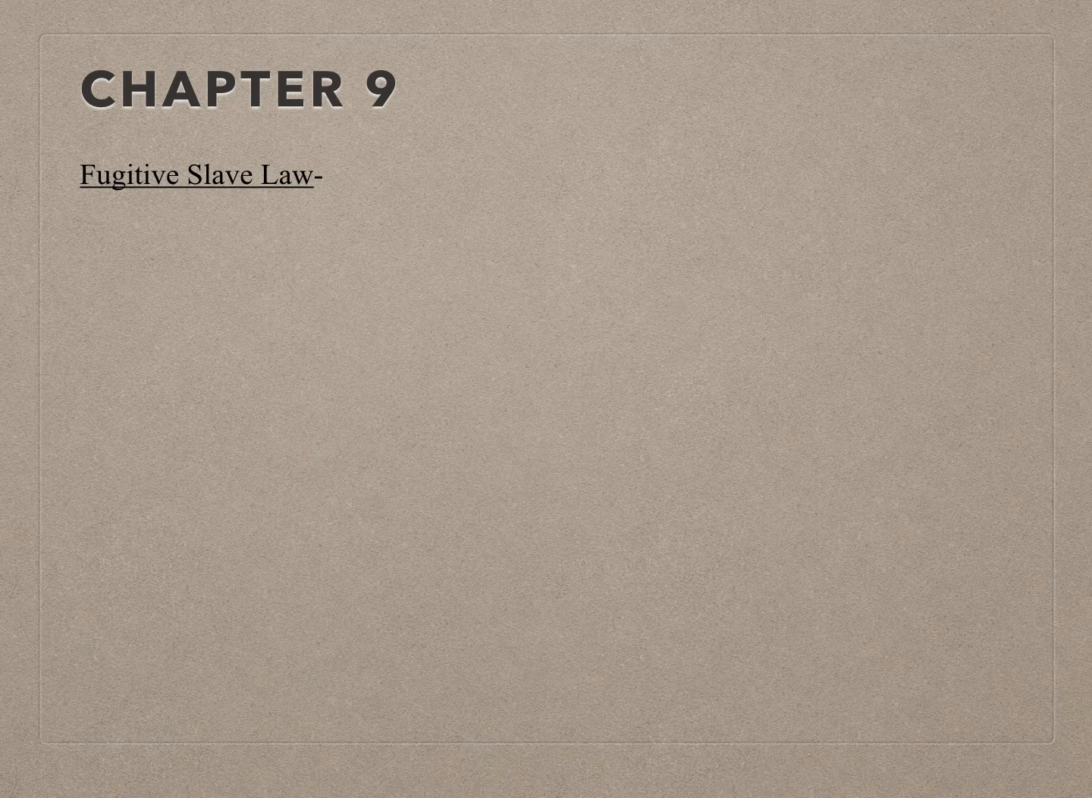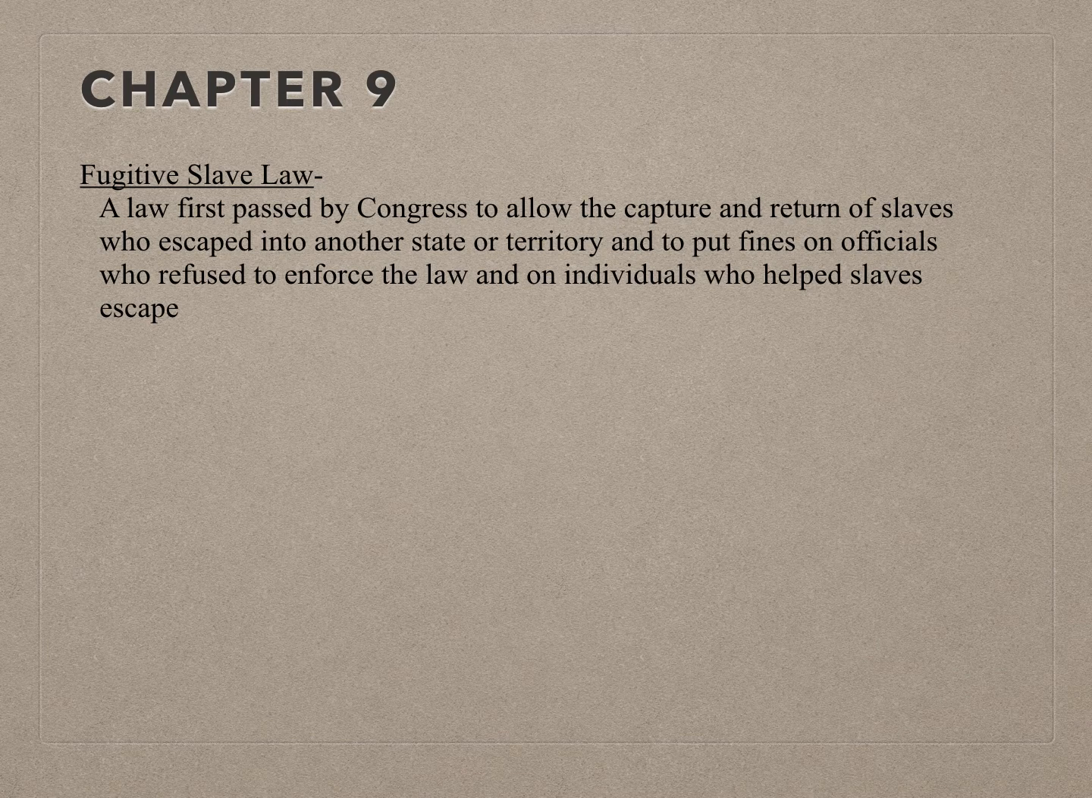All right, our next definition is fugitive slave law. So what is that? This was a law, you can eliminate that word first, just a law passed by Congress to allow the capture and return of slaves who had escaped into another state or territory. Right? That's what a fugitive is, a runaway. And in addition to allowing people to capture runaway slaves, it fined officials who would refuse to enforce the law and fined individuals who helped slaves escape.